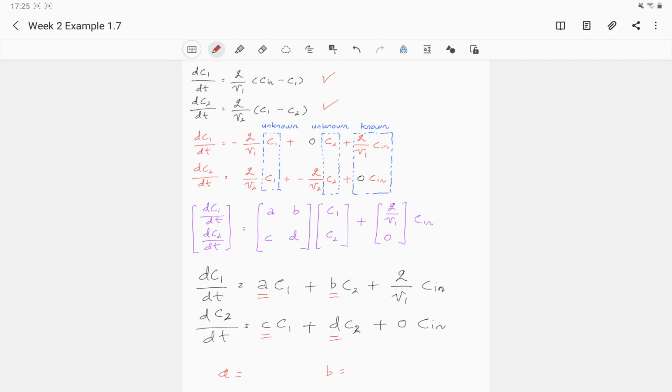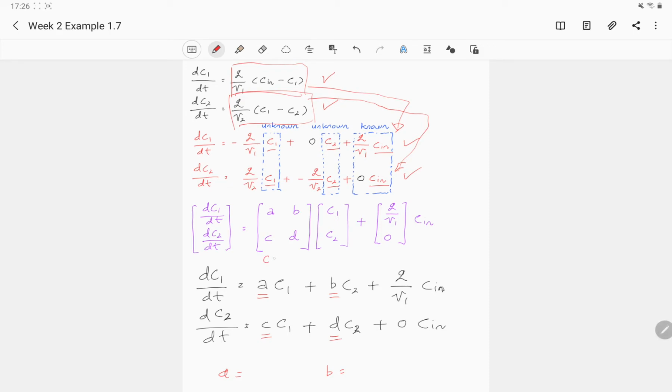That can be rearranged into, for the first tank, this one, which is defined in terms of C1, C2, and C in. And then for the second tank, this one is C1, C2, and C in. We basically just converted this one into this term in here, and likewise this one is rearranged again into this term in here. And with these, you can make it in terms of the matrix.